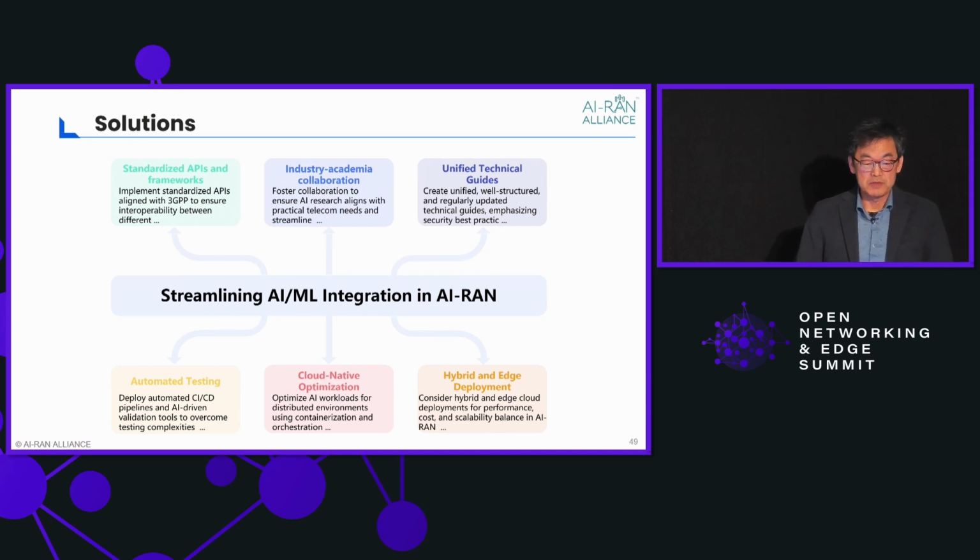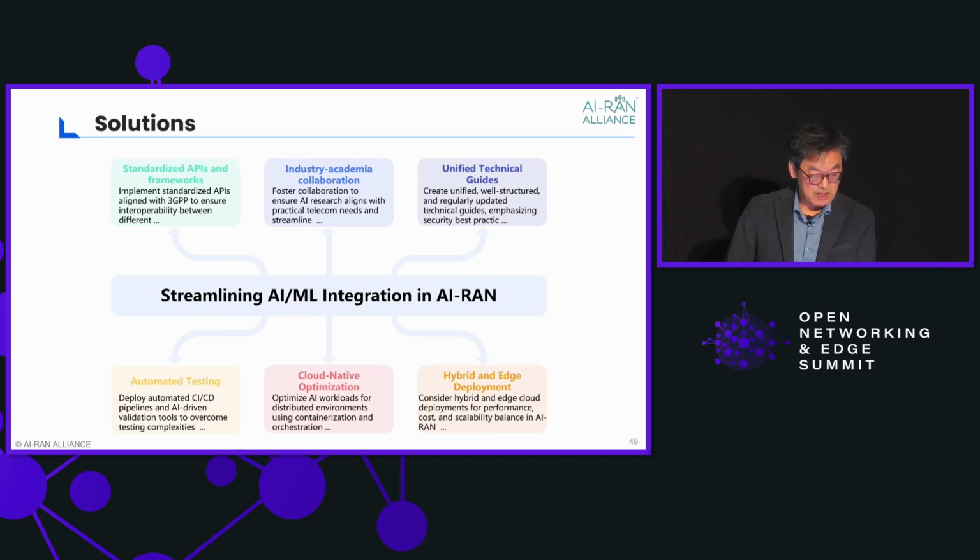So to overcome testing complexities, we need to deploy automated CI/CD/CT pipelines as a part of MLOps or AI ops, and AI-driven validation tools to ensure smooth integrations. And network digital twin can play an important role in this. For cloud-native hurdles, AI workload should be orchestrated together with the RAN, the traditional network function workload, and optimized for distributed environments, leveraging containerization and orchestration like Kubernetes.